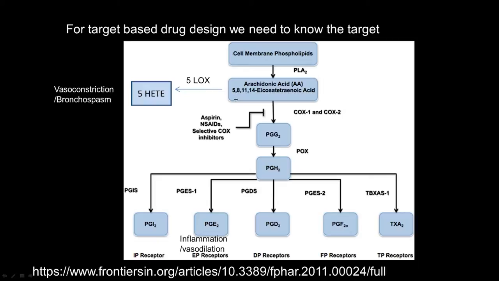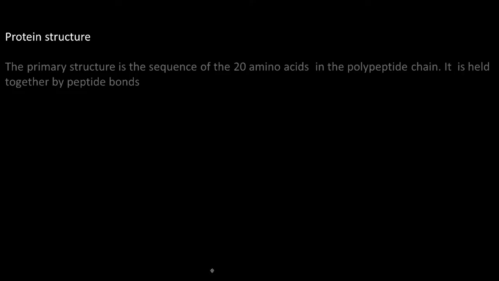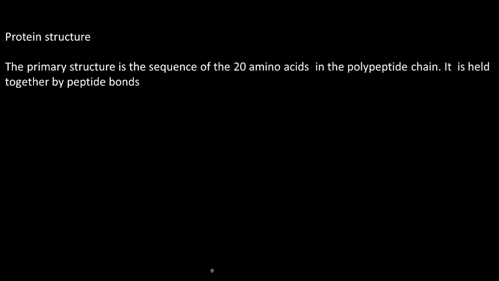Okay, so this picture was taken from this reference. I need to know the protein or enzyme or whatever the target is. That's very, very important. So the primary structure. Proteins have four different structures: the primary, secondary, tertiary, and quaternary. The primary structure is the sequence of the 20 amino acids in the polypeptide chain. It is held together by the peptide bond. What is that peptide bond? C double bond O, N, right? That's the peptide bond that's formed, because you have the acid, we have the NH2, so they form a peptide bond.